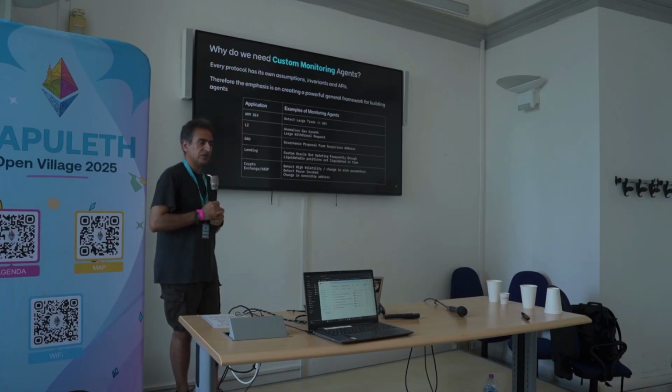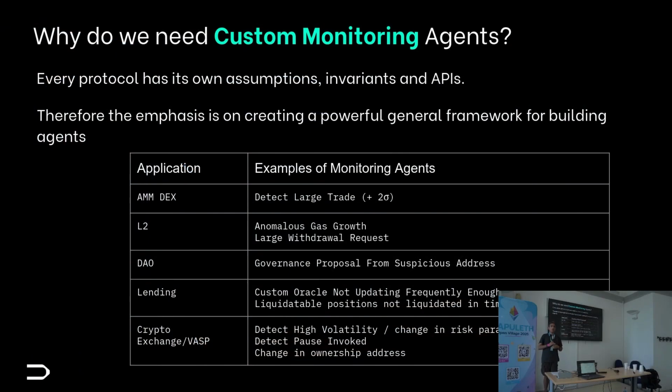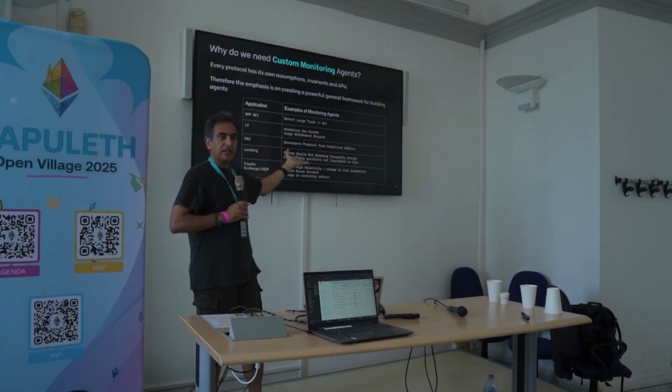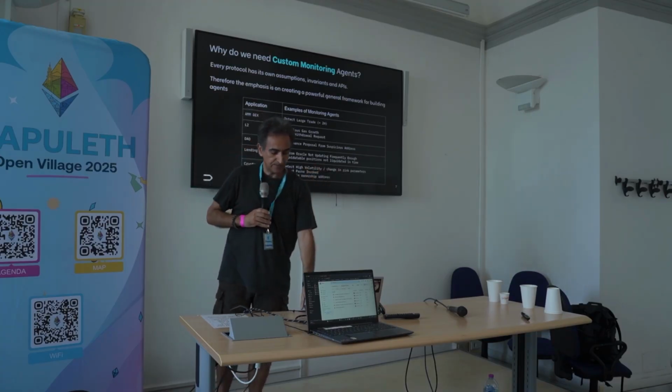And we're giving some applications here. For instance, if you have a DEX, then you may want to detect large trades. These have nothing to do with anything malicious, but this is a very natural monitoring condition. Or you may want to see anything that you can define as an anomalous transaction, something with high gas growth or a large withdrawal if you have an L2. Or you may want to monitor governance proposals if you have a DAO. Or any kind of different conditions you can write with our monitoring language.